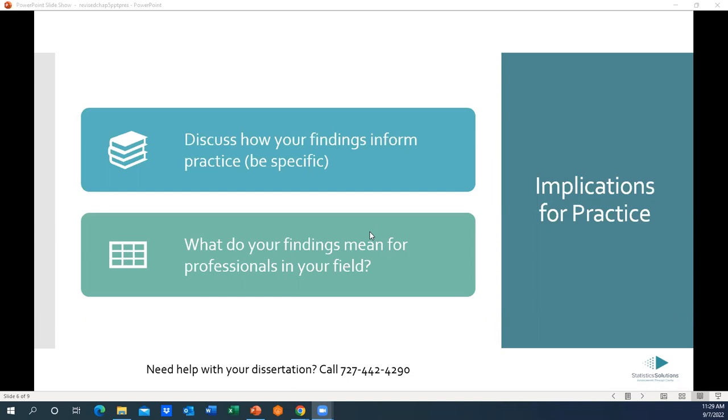And this is a place too, if you have that section, where you can talk about your theoretical framework, you can talk about your theory, and how what you found links to your theory. Right. So does it support your theory? Does your theory help explain the findings?